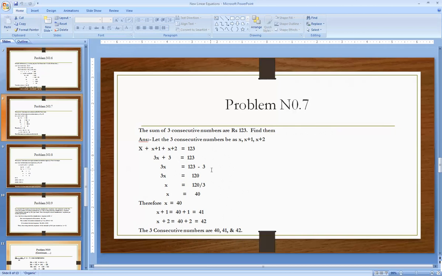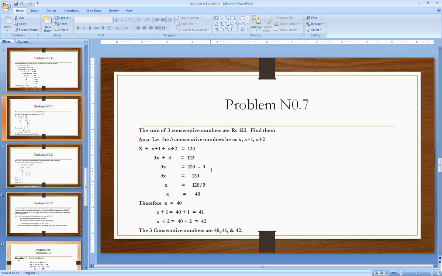Here they have given the sum of three consecutive numbers. If we are taking the first three numbers, the first will be x, the second will be x plus 1 and the third will be x plus 2. The sum of three means all three numbers will be added, that is x plus x plus 1 plus x plus 2. Altogether the value equals 123.